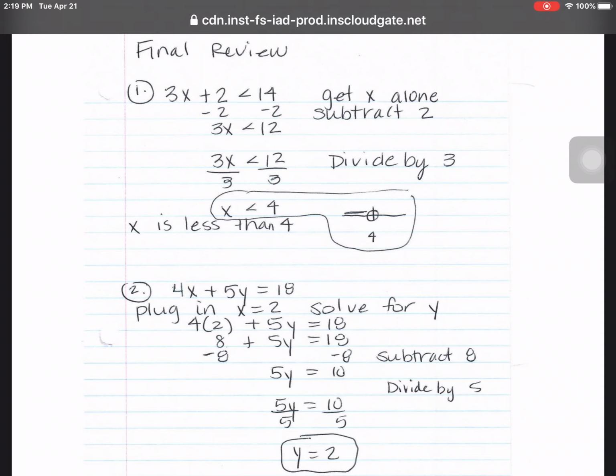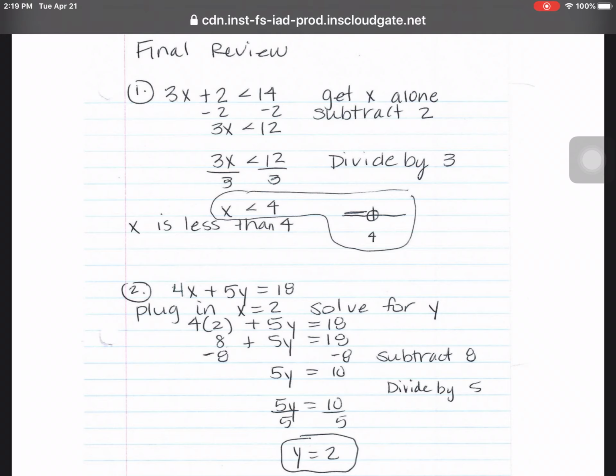14 minus 2 is 12. 2 minus 2 on the left side cancels out. We're left with 3x less than 12. 3x means multiply. We undo that with divide. 12 divided by 3 is 4. So the answer is x is less than 4.